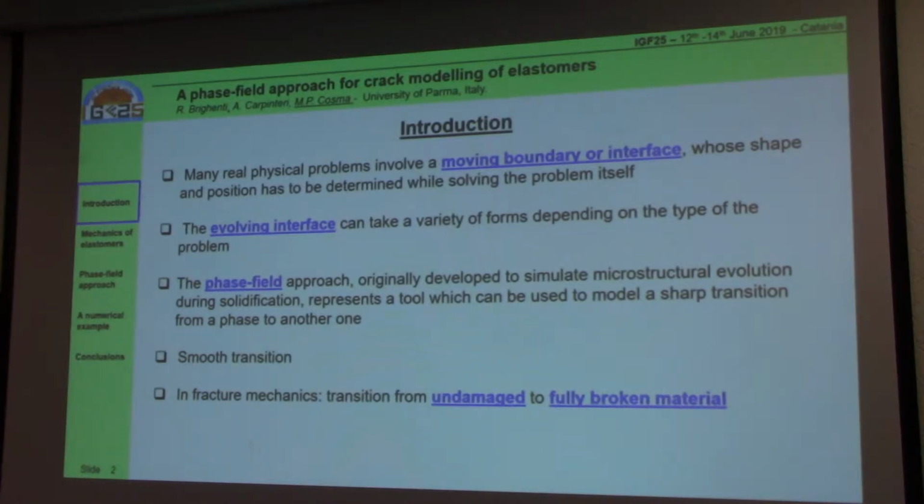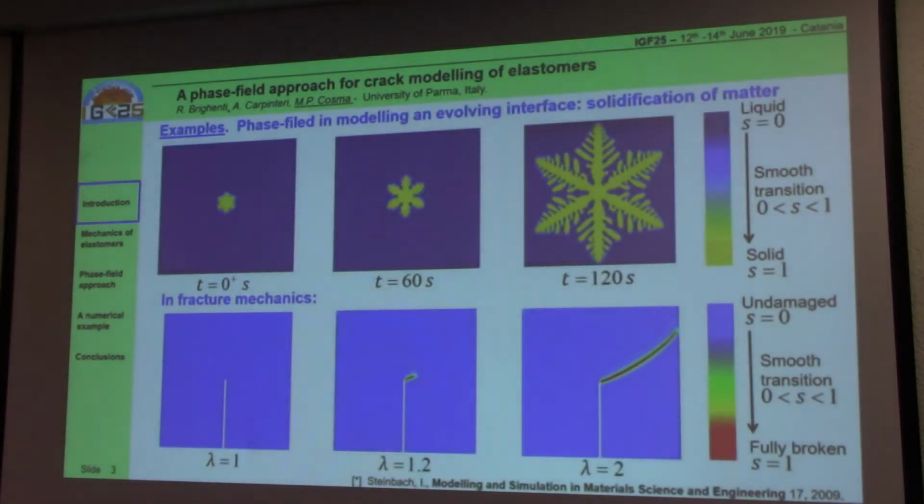Let's start with the introduction. As it is known, many real physical problems involve an evolving interface whose shape and position have to be determined while solving the problem itself. This evolving interface can be of different types, depending on the physical problem that we are studying. In this sense, the phase field approach is a tool that can be used to model a sharp transition from one phase to another by assuming it to be a smooth transition of a scalar parameter, which is called the phase field variable. Here are just some examples to better understand the phase field concept.